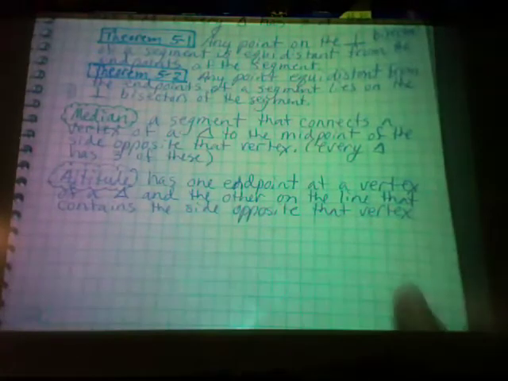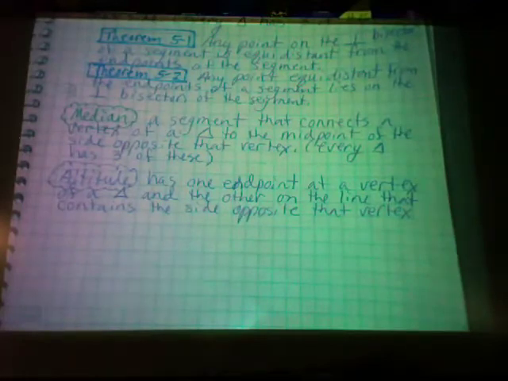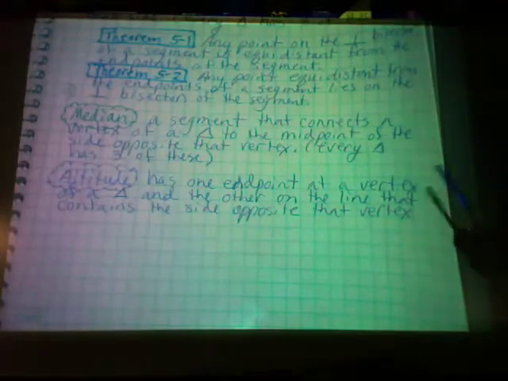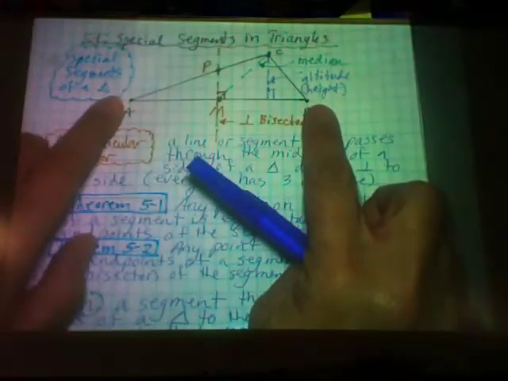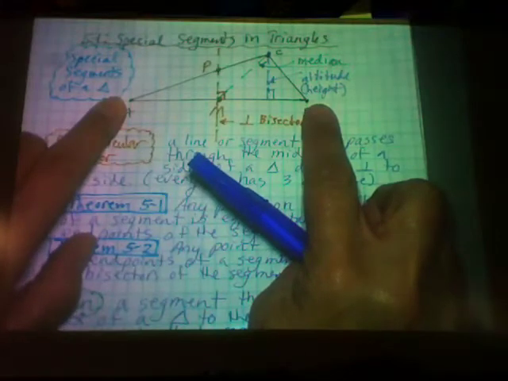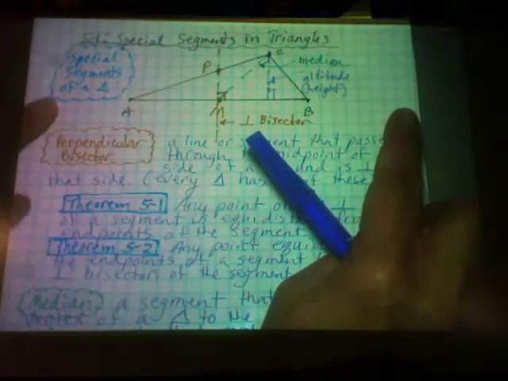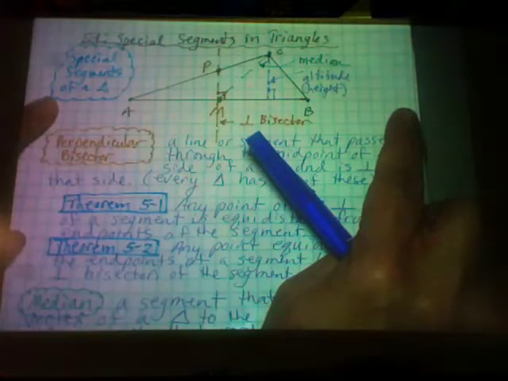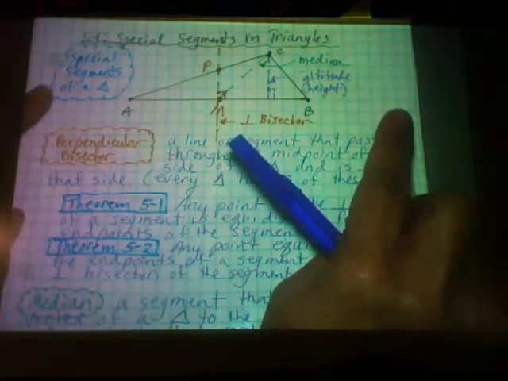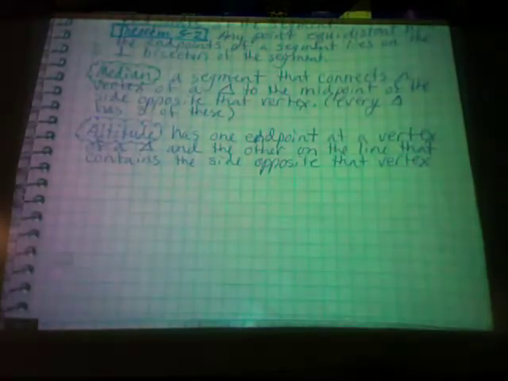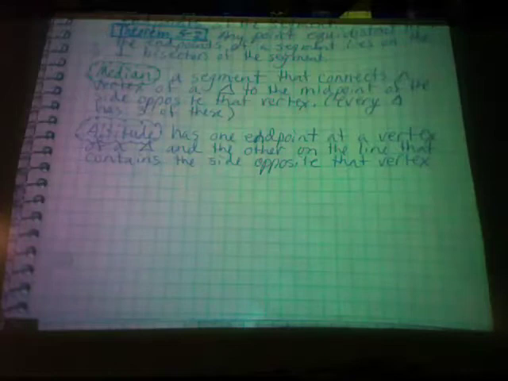We're not done with this definition, but I want to stop right there for a minute. Notice the change in wording. It says it has one point at the vertex and the other on the line that contains the side opposite of that vertex. Isn't this side opposite of a triangle a line segment? When I extend that line segment out longer, if I need to, isn't that line segment part of a longer line? That's why the wording is slightly different, because if you have to extend that side opposite in your triangle, you've now created something different than what the original triangle was.